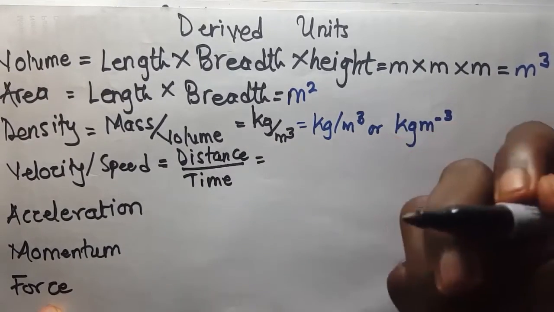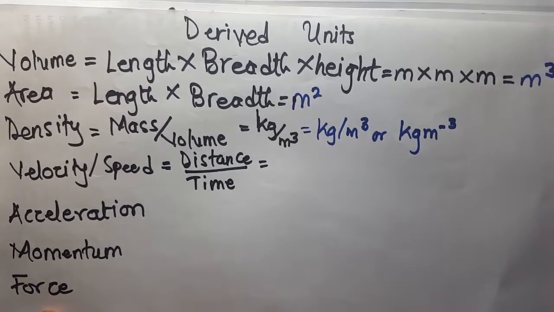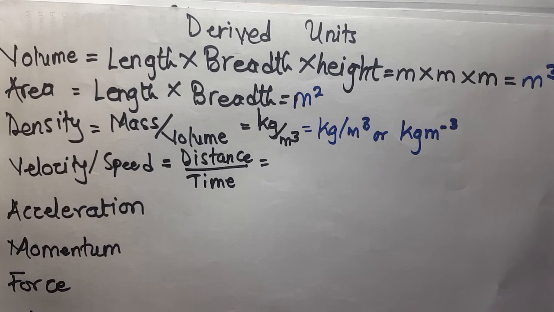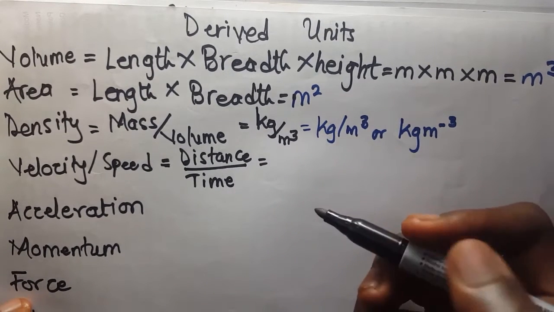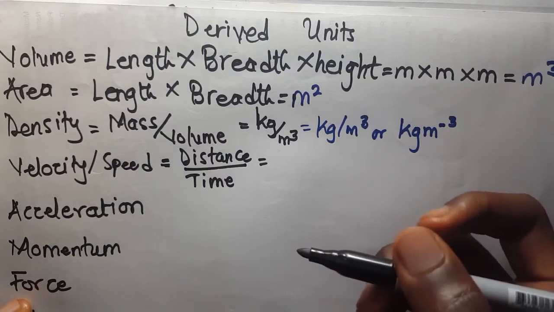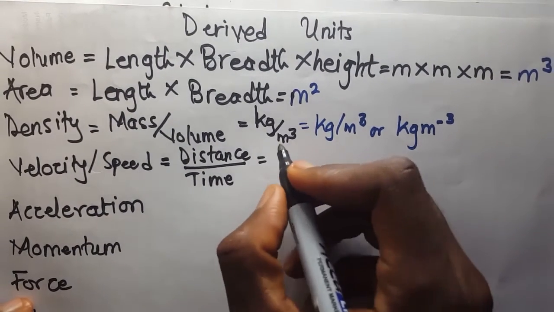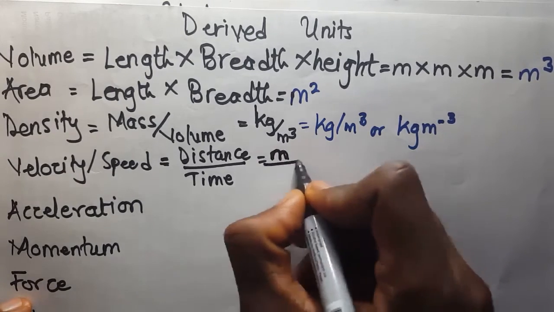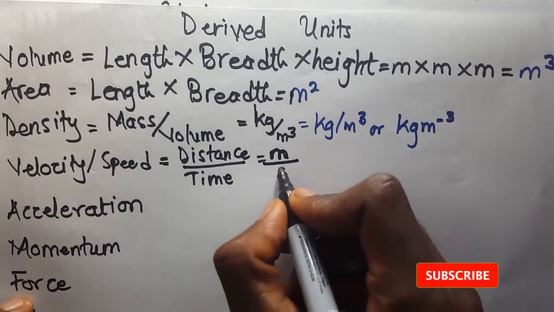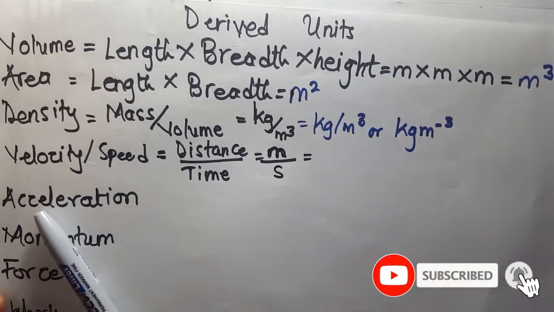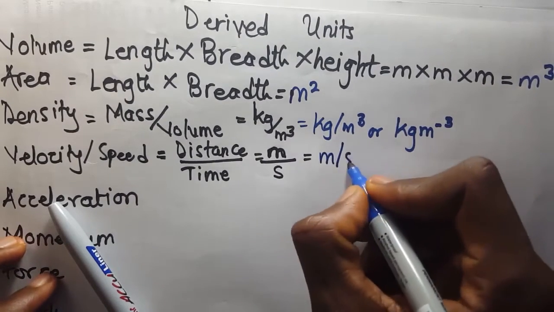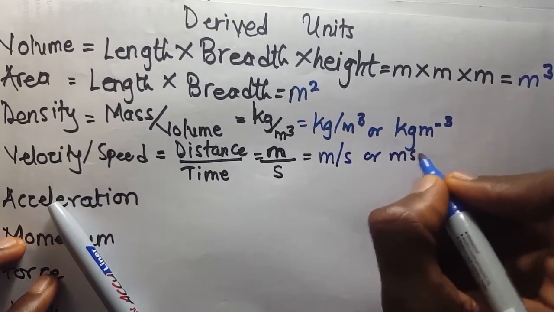Now, we have distance here. Looking at the basic units, which of them is synonymous to distance? Okay, I think it is length. So, what's the unit of length? It's meters, capital M, small m, over the unit for time, which is seconds. So you have meter per second, or ms minus 1.